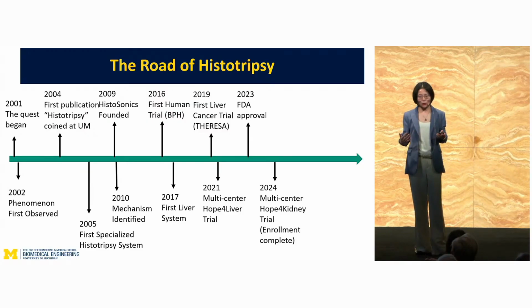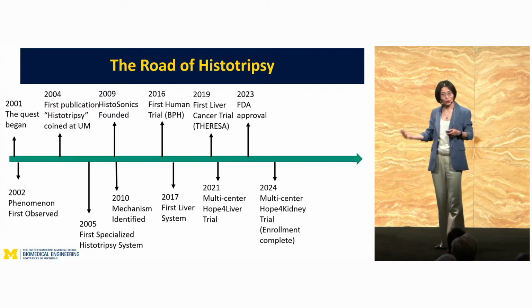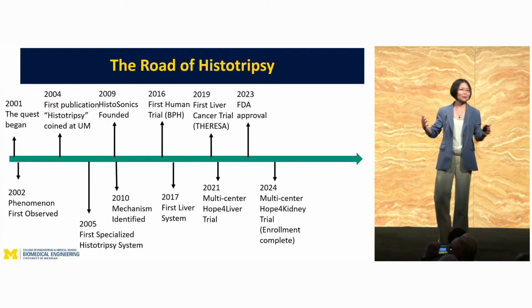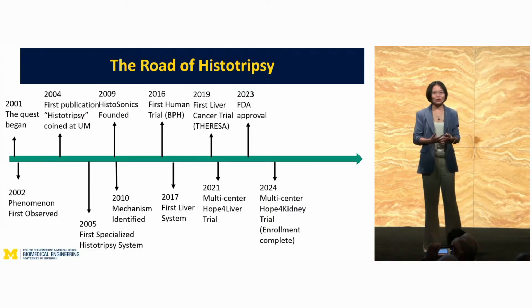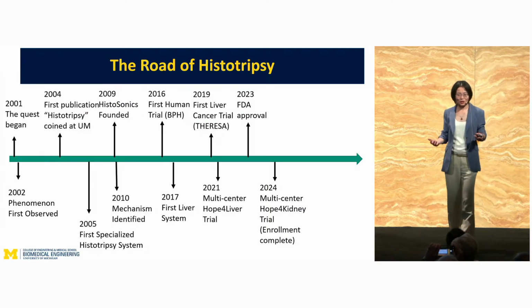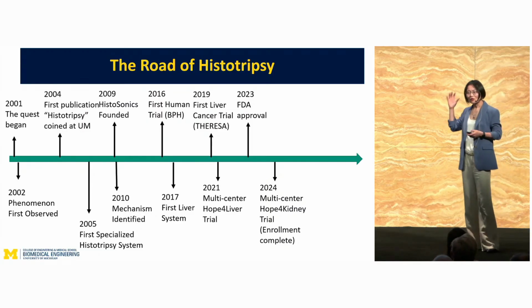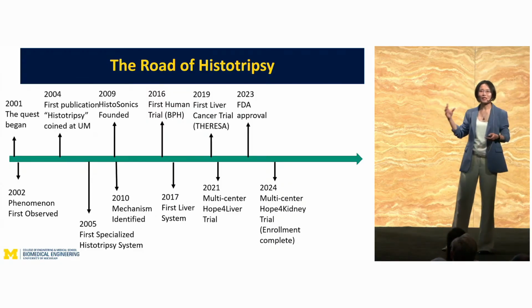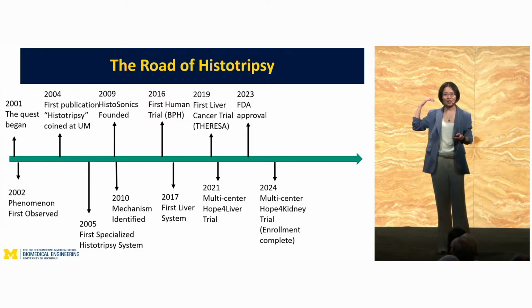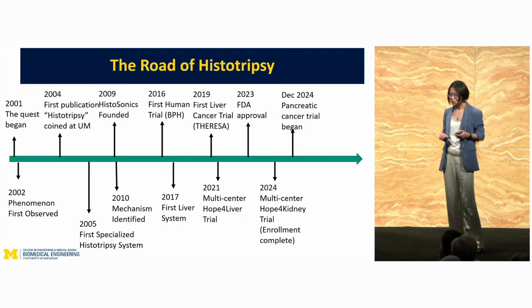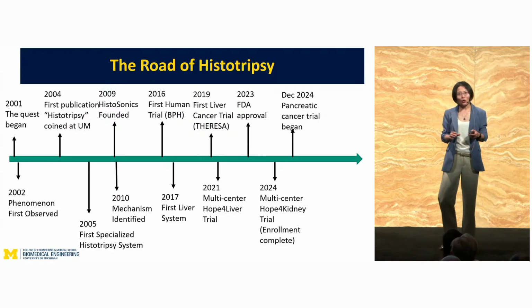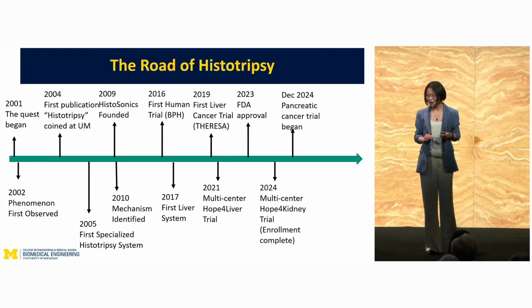And in 2024, we started a clinical trial for HOPE4KIDNEY, for treatment of renal tumors, because it's a platform technology, so it really can be used to treat any solid target. Again, going really well, enrollment is complete, and hopefully the data will be submitted to FDA soon. And we started in December 2024 the pancreatic cancer trial, which is ongoing, and the results look really good so far.